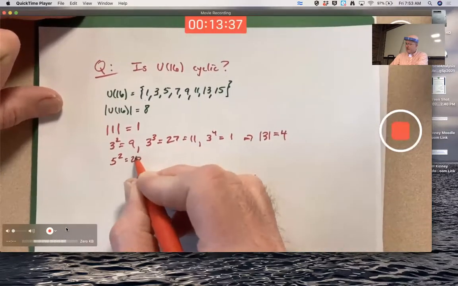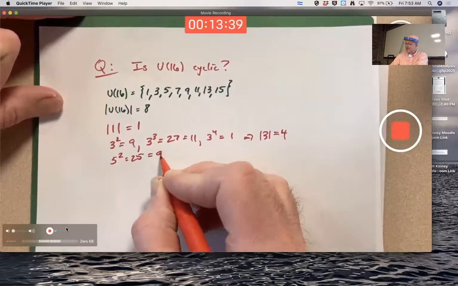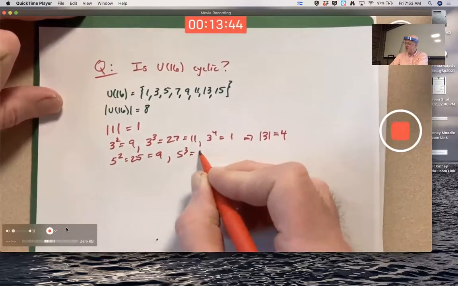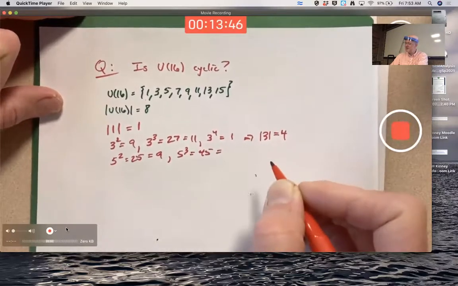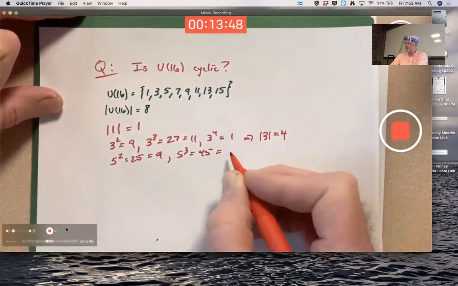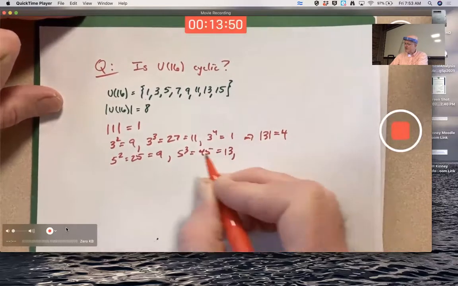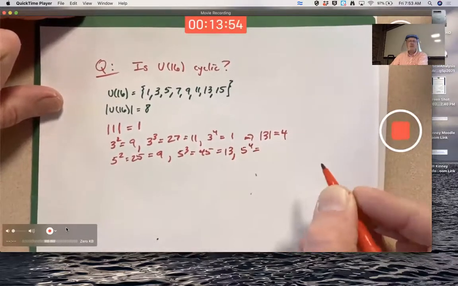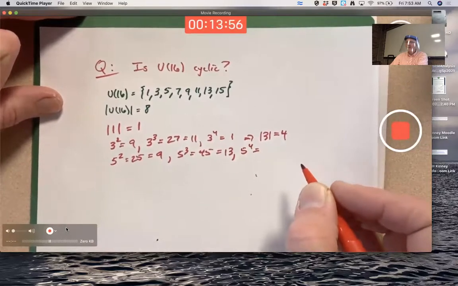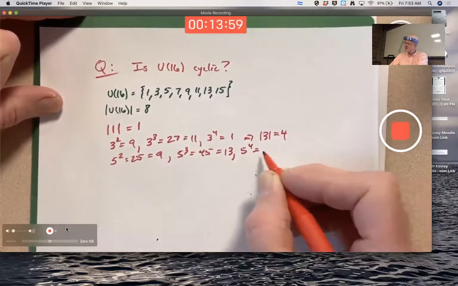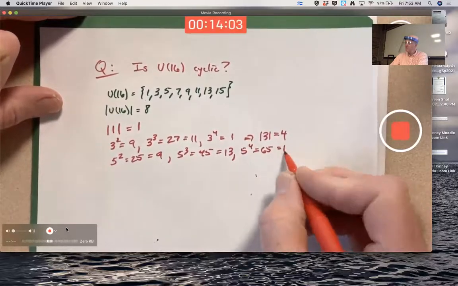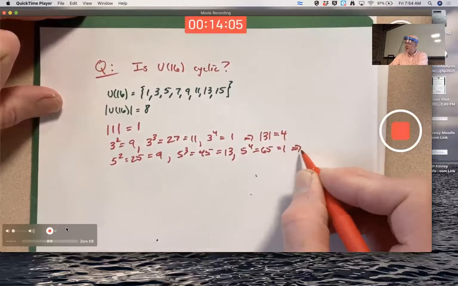5 squared is 25. Mod 16 is 9. 5 cubed, say, is 9 times 5, which is 45. Mod 16 is what? 13. 5 to the 4th, 5 times 13 would be what, 65, is that right? 65 mod 16 is going to be 1. So the order of 5 is also 4.